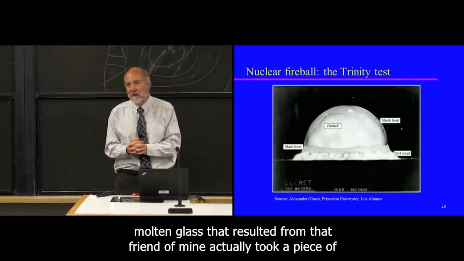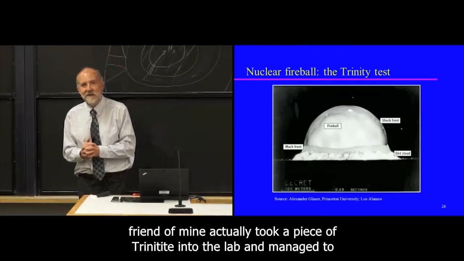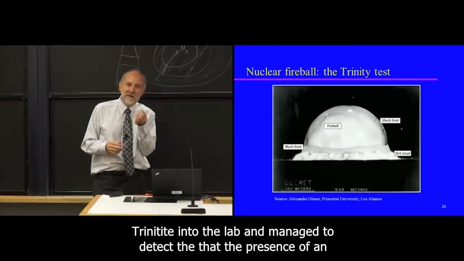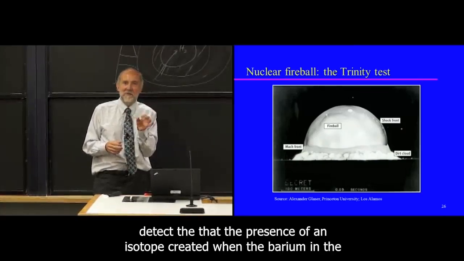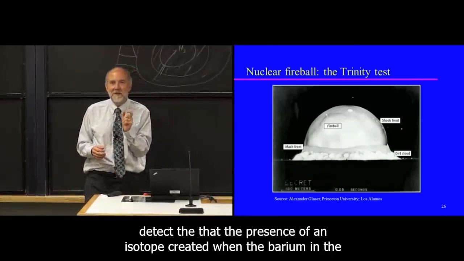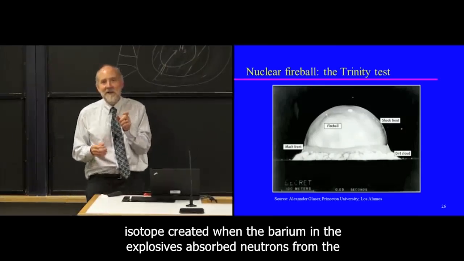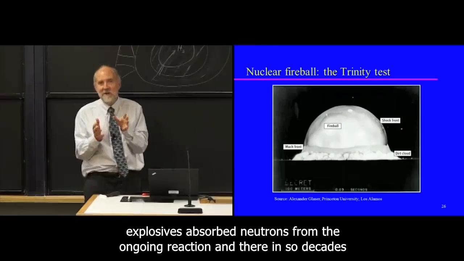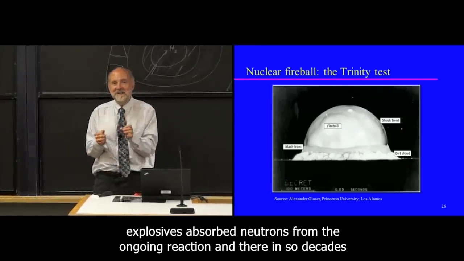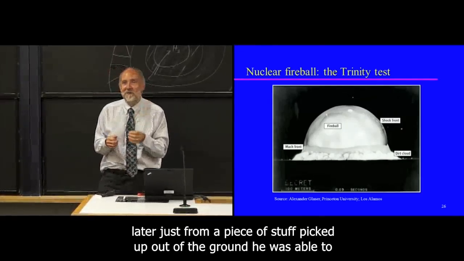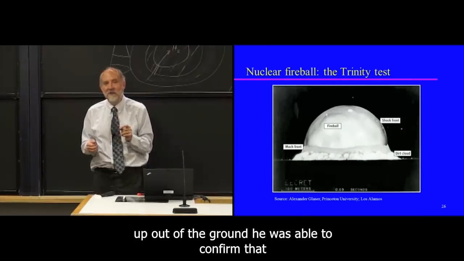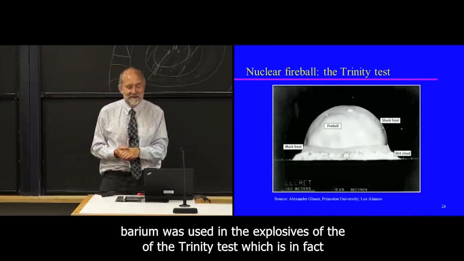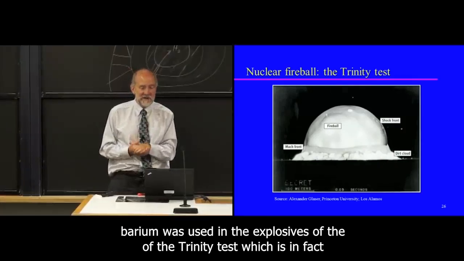A friend of mine actually took a piece of trinitite into the lab and managed to detect the presence of an isotope created when the barium in the explosives absorbed neutrons from the ongoing reaction. And so decades later, just from a piece of stuff picked up out of the ground, he was able to confirm that barium was used in the explosives of the Trinity test, which is in fact true.